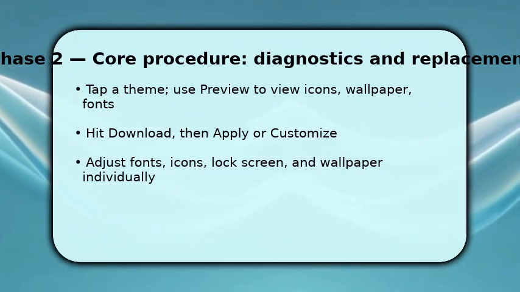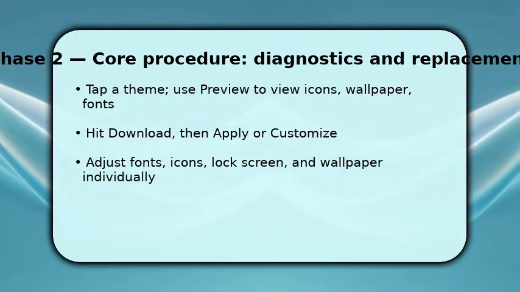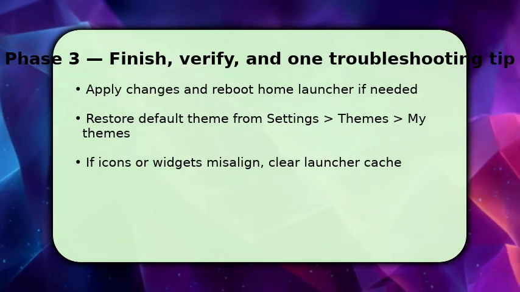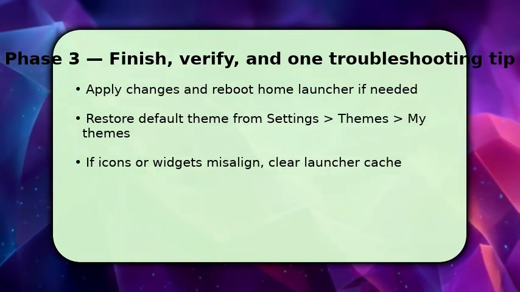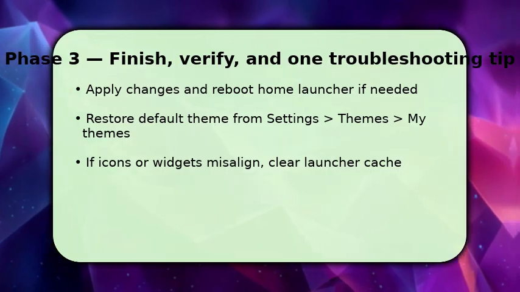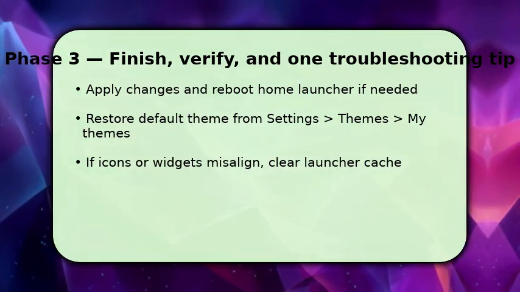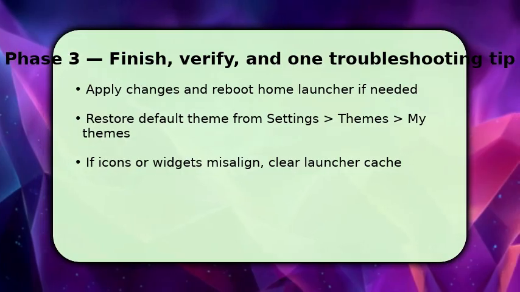After applying, review home screens and app drawer to confirm alignment and legibility. Make small tweaks in Settings, Themes, Customize if text overlaps. If items look wrong, toggle a different theme, then reapply the chosen one to refresh assets.